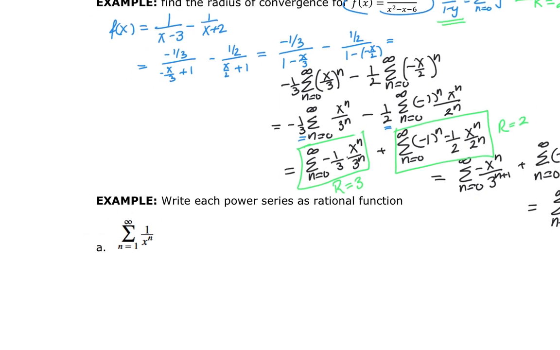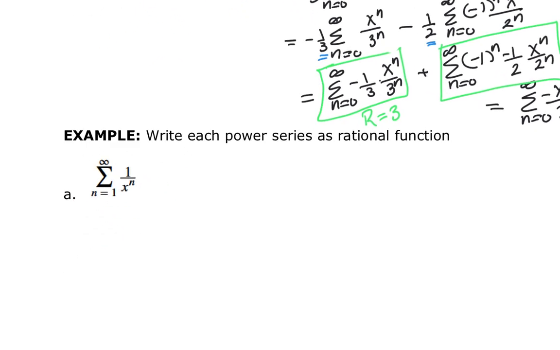Okay, let's take a look at this, where we're asked to write each power series as a rational function. The first thing you should notice is that the lower limit is not 0, it's 1, so we're going to have to make this adjustment.